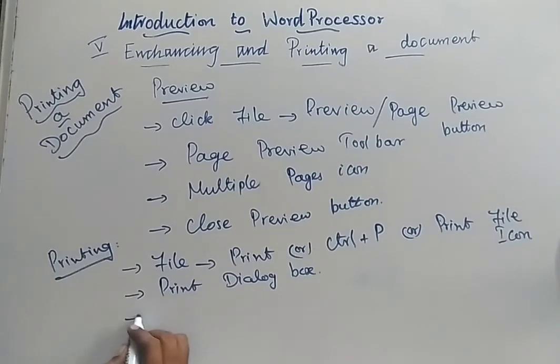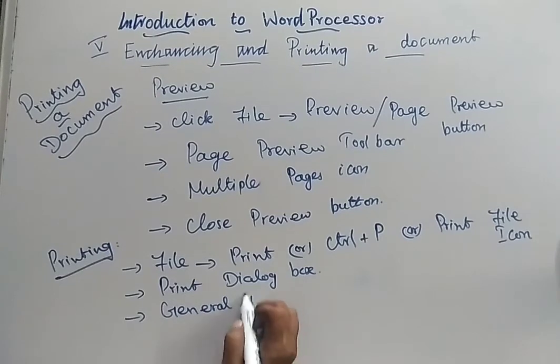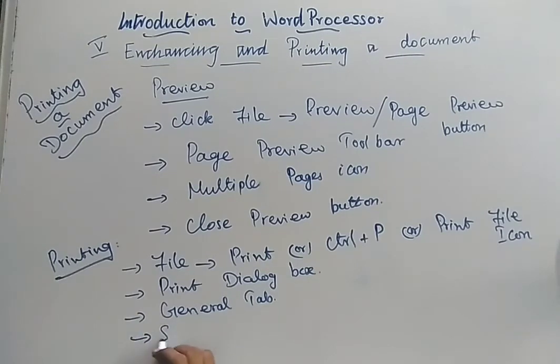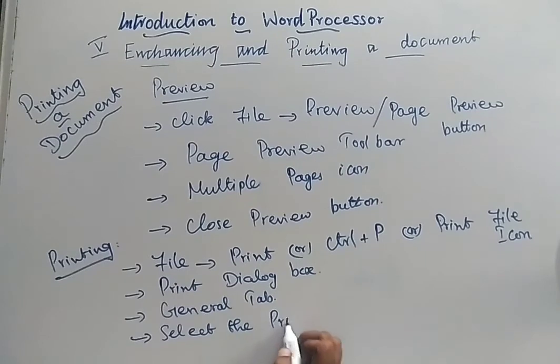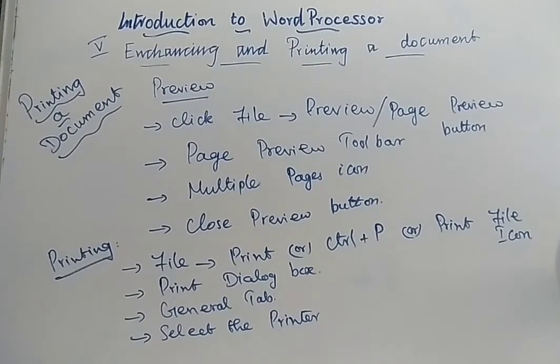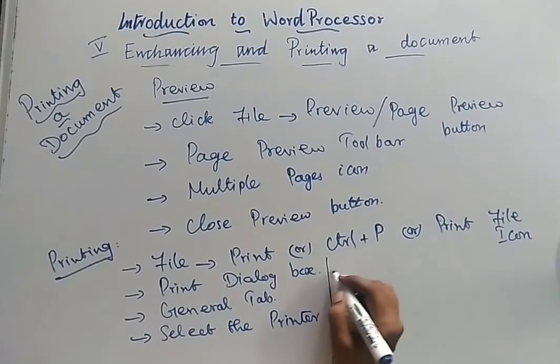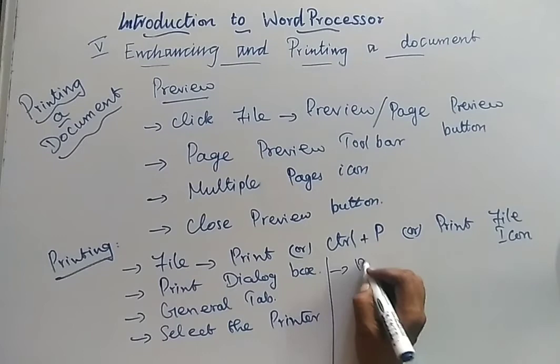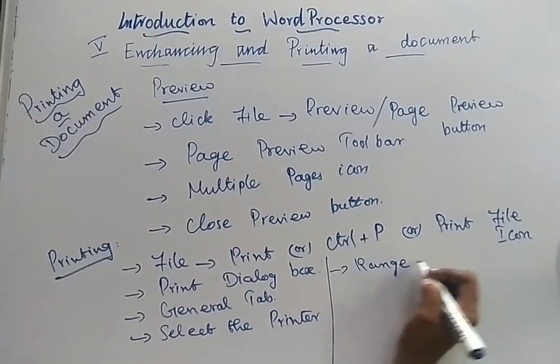In that, what are you going to do? You have to click the General tab. You know what a tab is, okay? In that, you have to click General. Next, you have to select the printer. Which printer is connected to your computer, that only you have to select. Then you have to select range and copies.